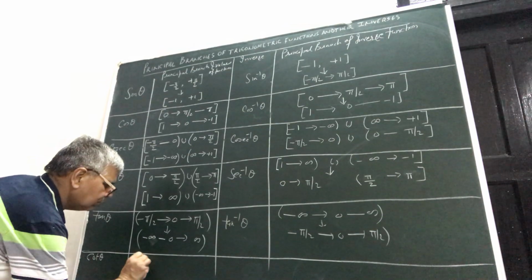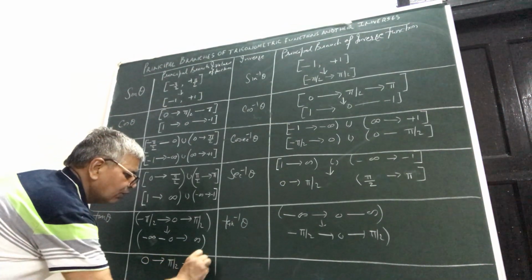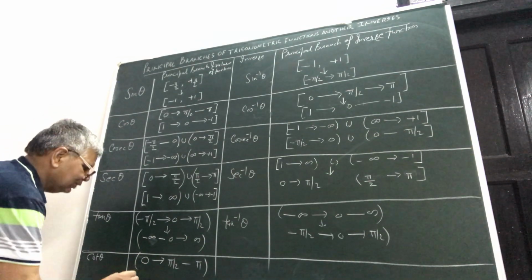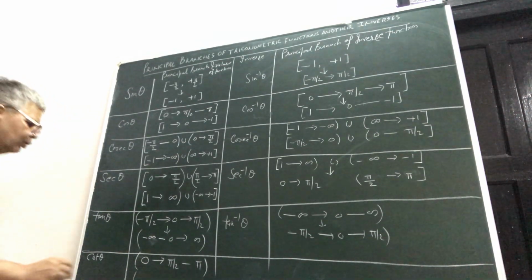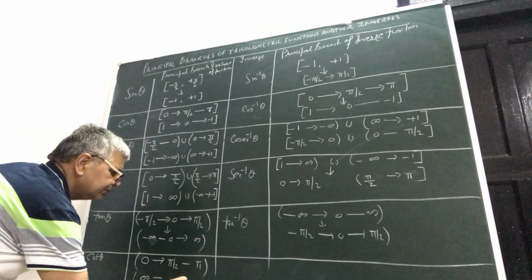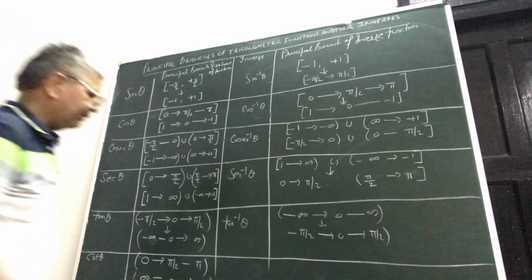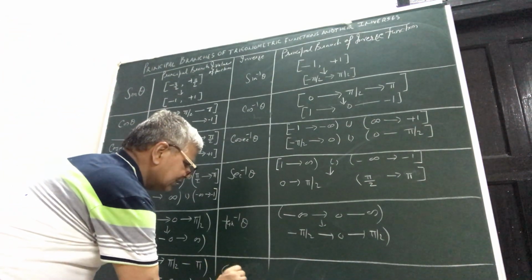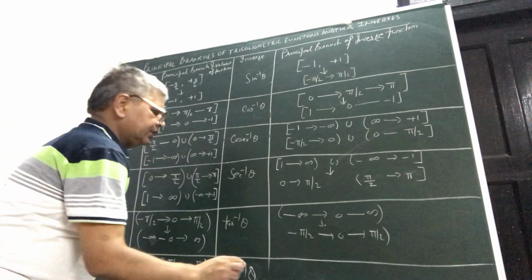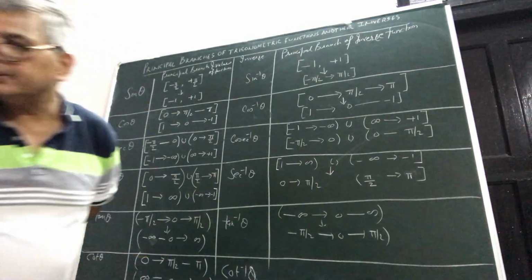It is 0 to pi, 0 to pi by 2 to pi, open on both sides, and the value which will be acquired, at 0 it will be infinity, and then at pi by 2 it is 0 and then minus infinity. Then for cot inverse, just hold on, I will be giving you cot inverse.